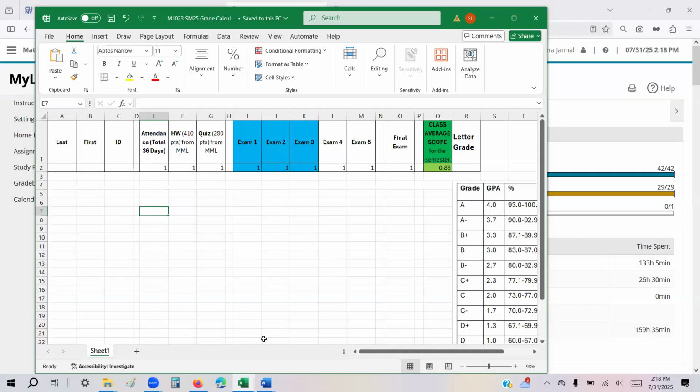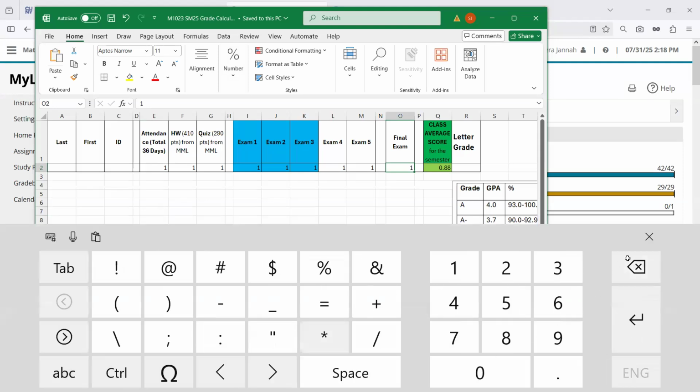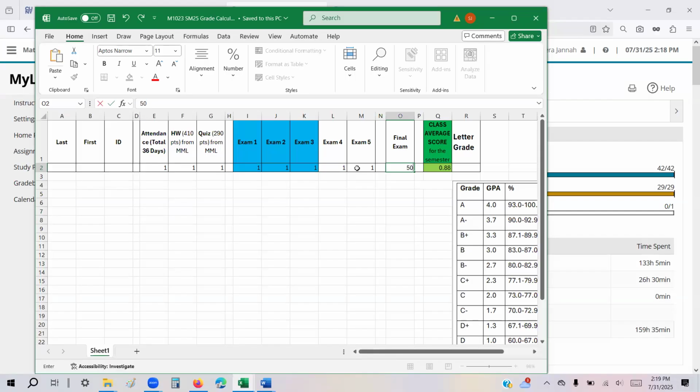In the final exam, you have to have at least 50. If you get below 50, you fail the class automatically. So you have to have 50. It's a must. You have to have 50 here. And then you can guess the fifth exam. Maybe it's between 40, 50, 60, 70, whatever you think.